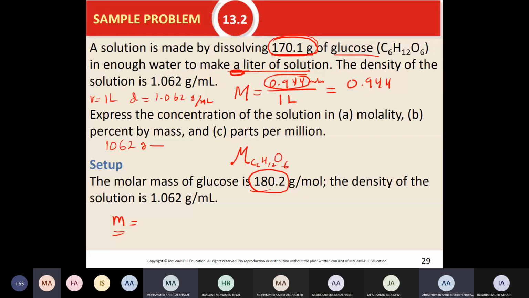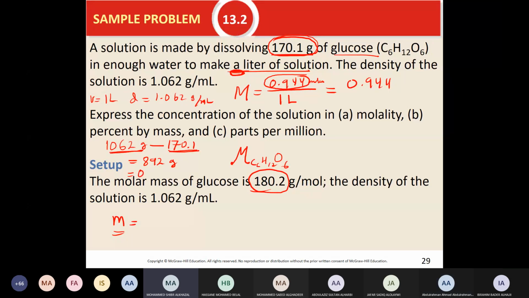Change the grams. You have to subtract what? 170. Why? Because we want the mass of the solvent, not all the solution. This is the mass of the solute, and this is the mass of the solution. I want the mass of the solvent. Subtract them very quickly. That will be 892 grams.